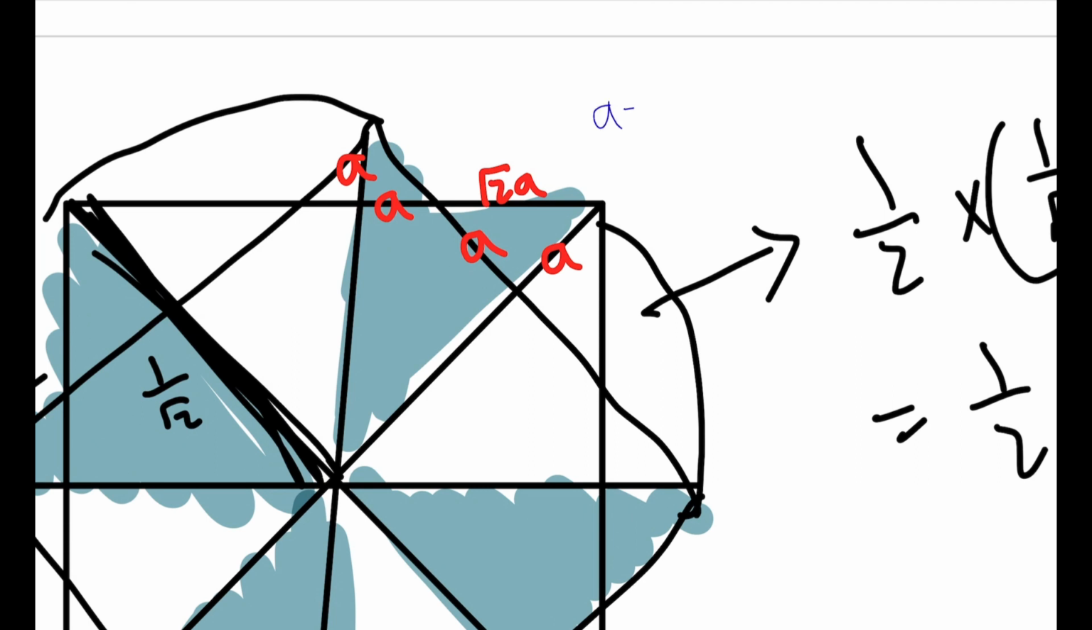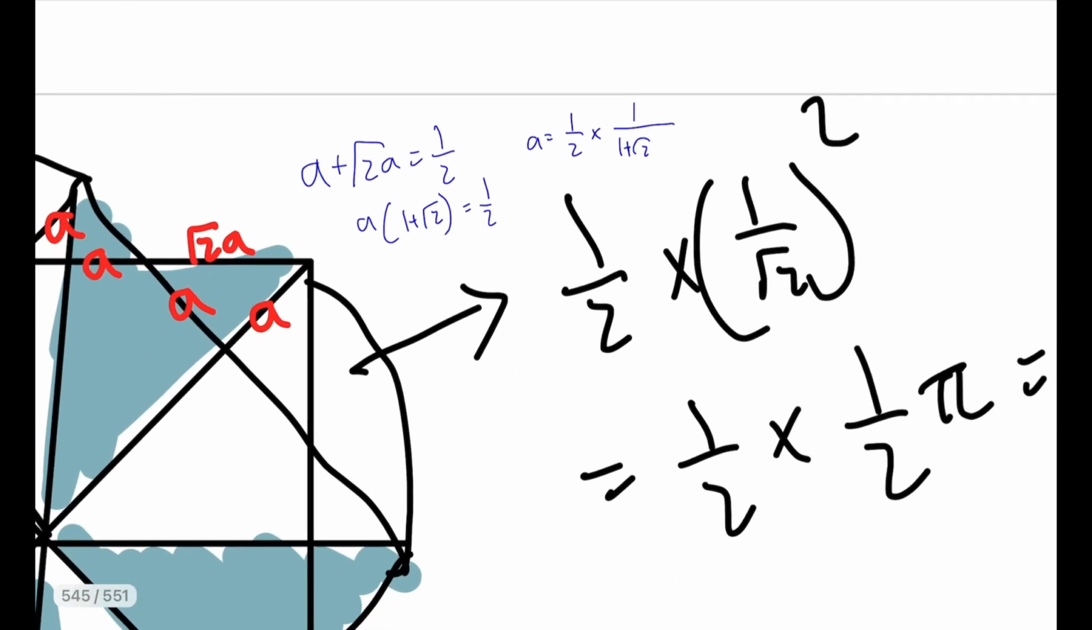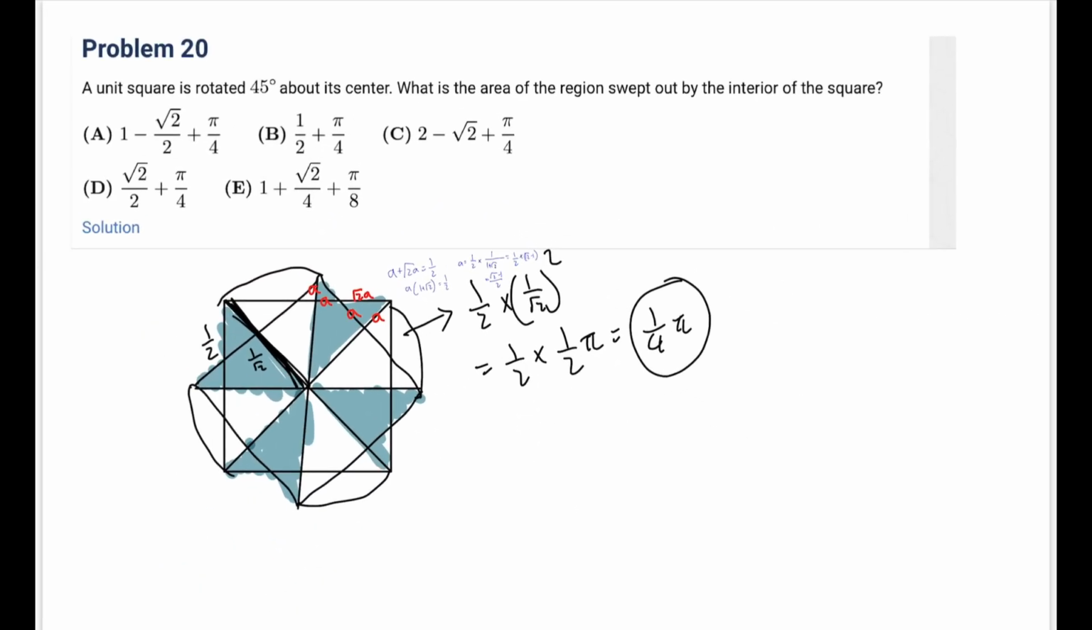And so this much is 1/2, so A plus root 2 A would equal 1/2. A times 1 plus root 2 would equal 1 over 2. And so A equals 1 over 2 times 1 plus root 2 over 1. This would equal 1 over 2 times root 2 minus 1. And so this is root 2 minus 1 over 2, right? So A is root 2 minus 1 over 2.